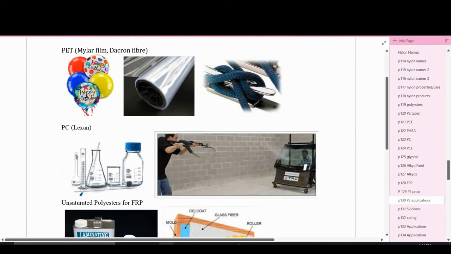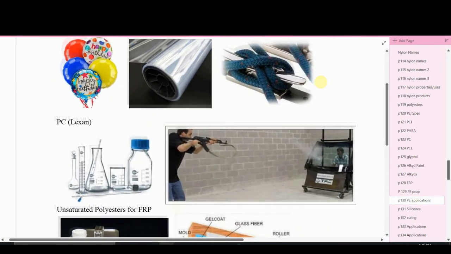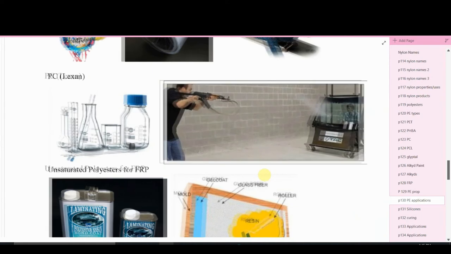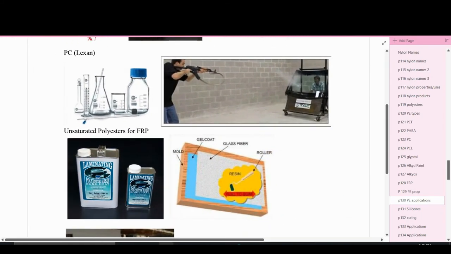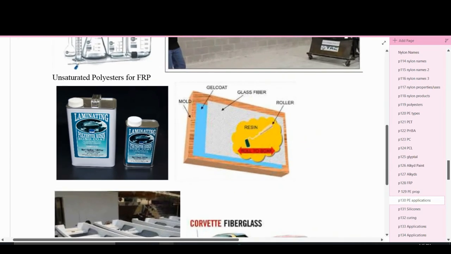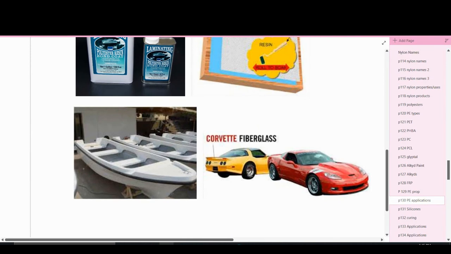I think I have a few more pictures on the next page. Polyethylene terephthalate sheet film. Here is Dacron, used to make rope. Here's our polycarbonate labware, and I don't know who the fool is behind that bulletproof glass, but apparently it's bulletproof. And here's our fiberglass reinforced plastic using polyester resin. And there's your Corvette Stingray again.